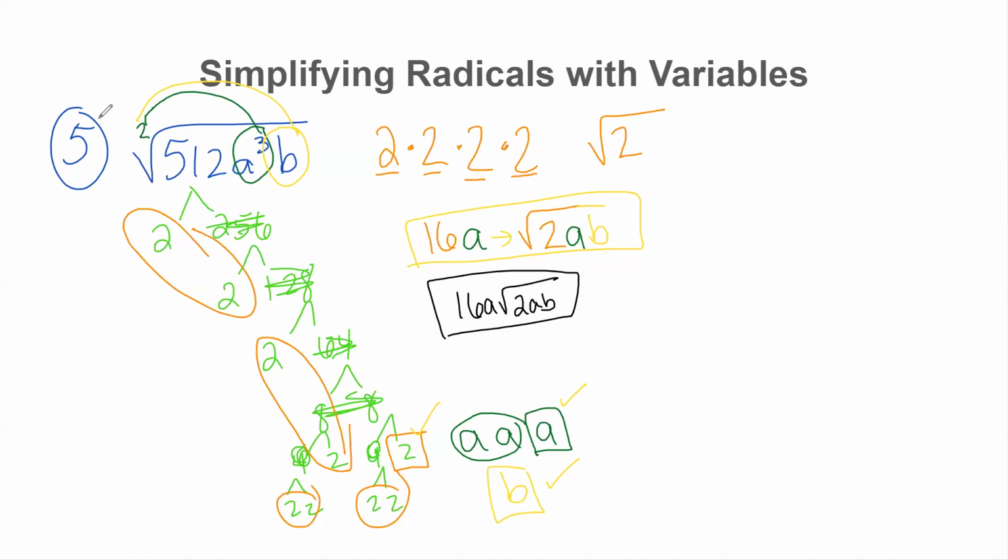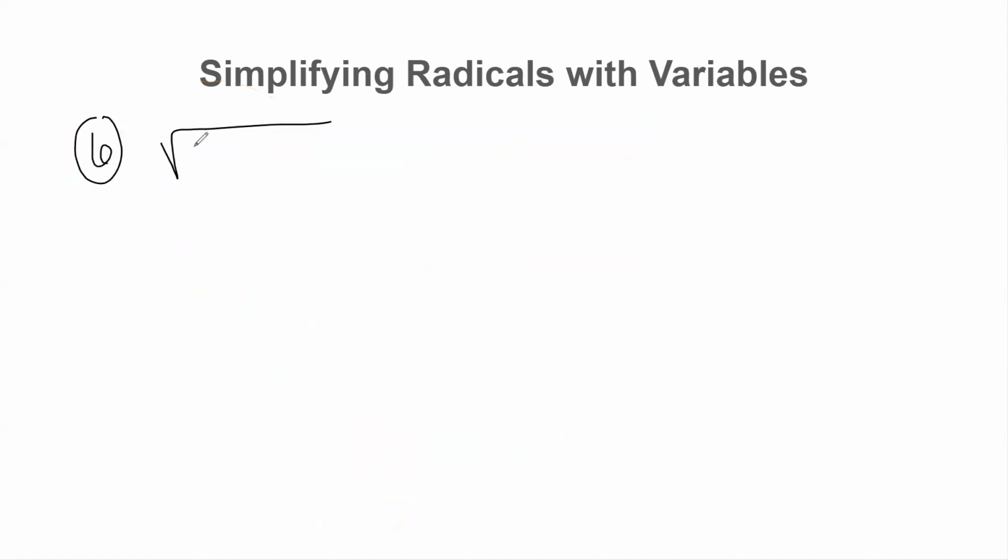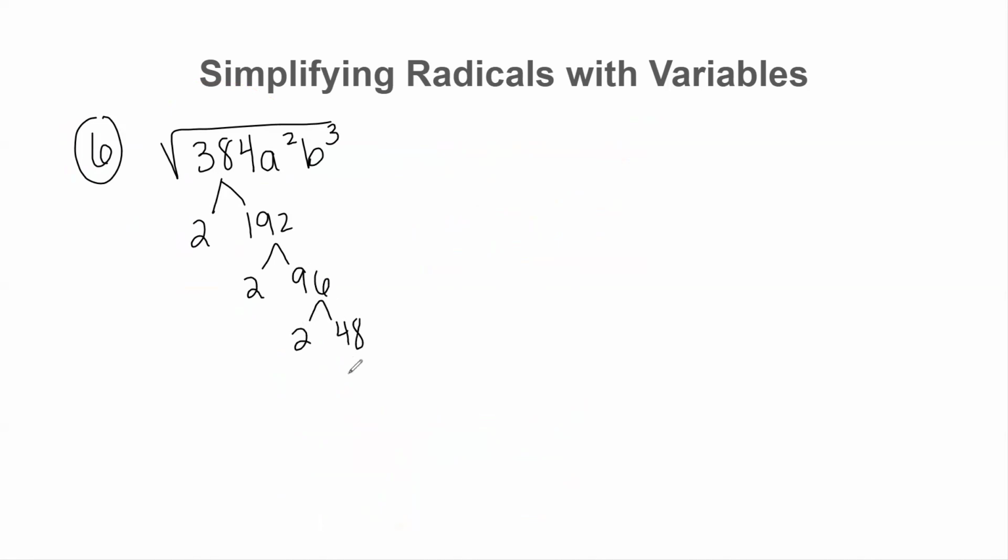Number 6. Root 384 A squared B cubed. Just looking at that number, it's even, so I'm going to cut it in half. That's 192. Cut it in half. That's 96. Cut it in half. That's 48. And then finally, I know 48 is 12 times 4.